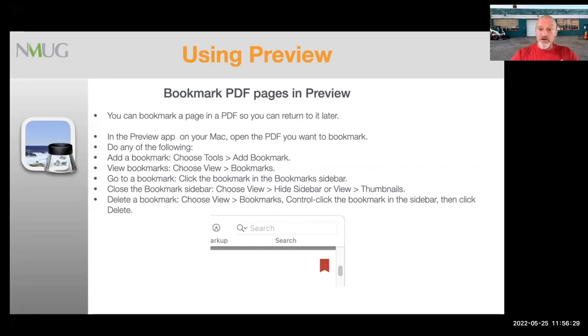And then if you want to view your bookmarks in a list, if you choose View, Bookmarks, it'll show you a little list of the bookmarks that you've created so far and the pages they're on. And then if you click on one of those bookmarks, it'll jump to that page. That bookmark sidebar will be next to your thumbnail sidebar. So you can choose View, Hide Sidebar, Thumbnails. The bookmarks will be alongside the thumbnails. And you can control click a bookmark to delete it.